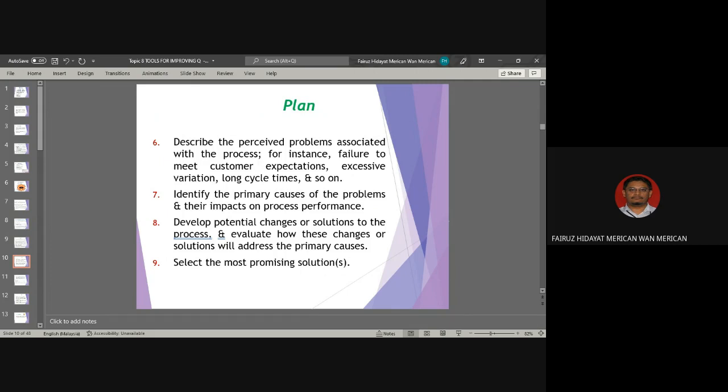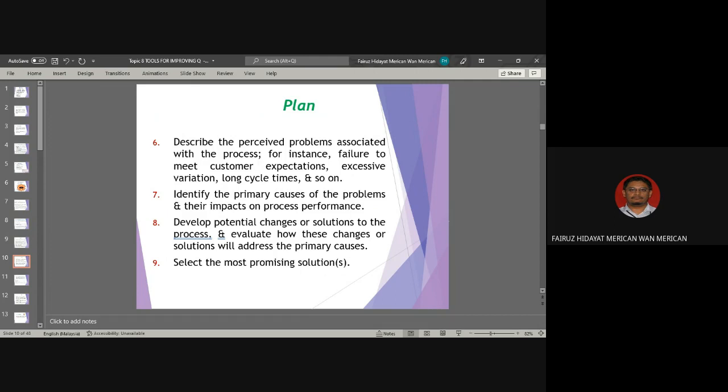Okay, and then they also describe the perceived problem with the process. Okay, what is the perceived problem that requires the improvement? Okay, is it the failure of the product or service to meet the customer's needs and expectations? Okay, is it excessive variation? Are there too many options for the customers that they cannot choose? As a result, they don't buy a product, for example. So they might have to look into that.